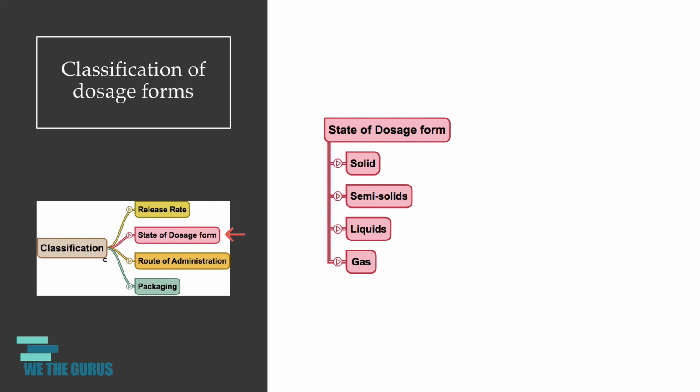The next way of classifying dosage forms is based on the physical state of the finished dosage form. Accordingly, dosage forms can be solids, such as tablets, capsules, and powders; semi-solids, such as creams, ointments, and gels; liquids, including monophasic liquids, such as syrups, as well as biphasic liquids, such as suspensions. Gaseous forms of the dosage form include nebulized solutions and aerosols.